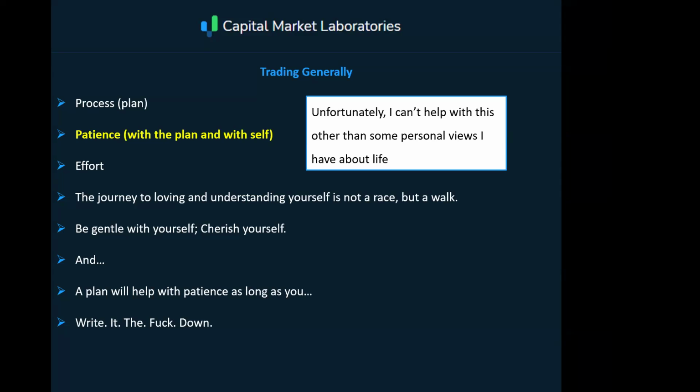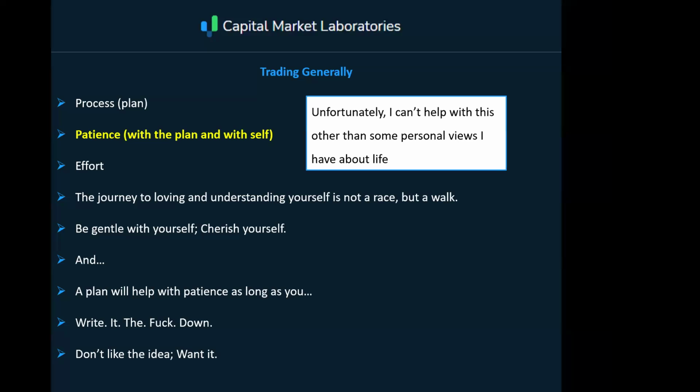One way to make it easier is to develop patience. And one way to develop patience is to have a plan. And one way to exercise that patience in a plan is to write it the fuck down. Write it the fuck down. If I knew Jesse Livermore, that's what I would have told him. I don't think he would have ended up with a pistol in his mouth.